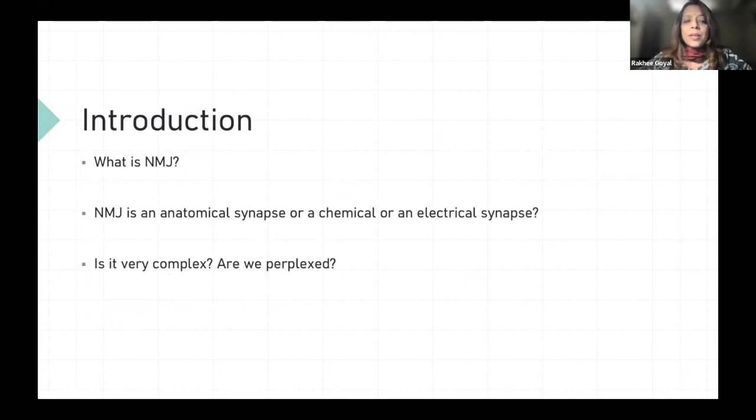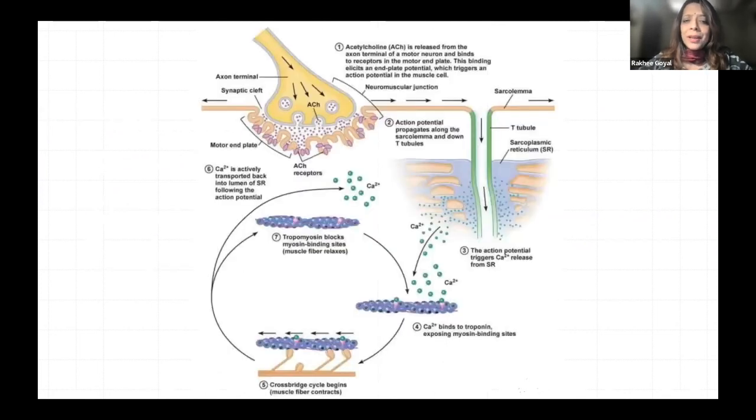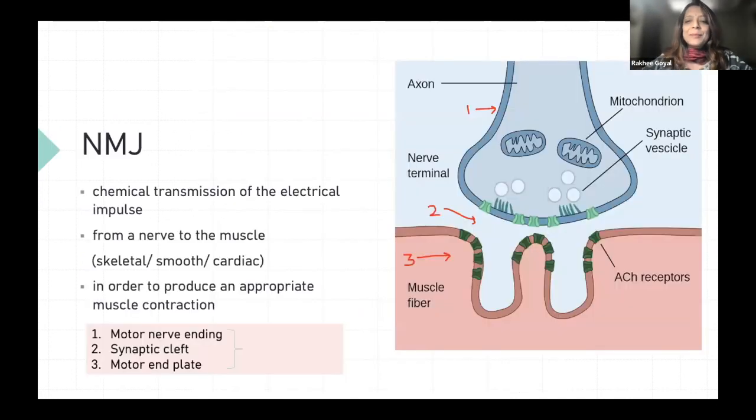So what is neuromuscular junction? Is it an anatomical synapse? Is it chemical? Or is it electrical? Is it very complex? Are we perplexed with a diagram like this? It's too many words and too many colors here. When I was training, I would confess today, I was intimidated by this kind of a diagram, and I wouldn't understand what's going on. But over the years, you realize that if you simplify each step, it is very interesting, and I'm sure you're going to love this.